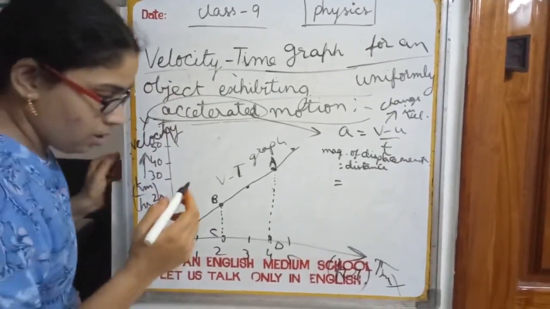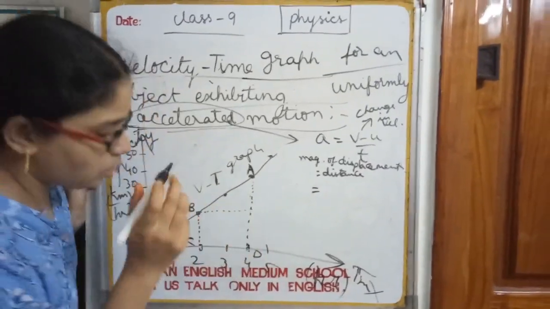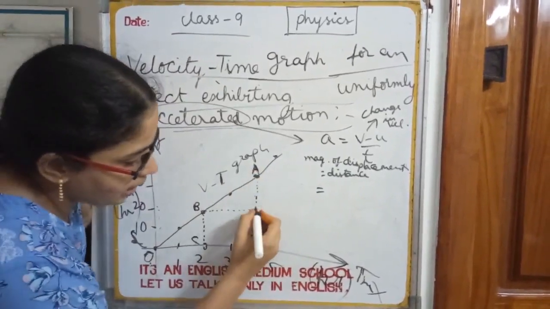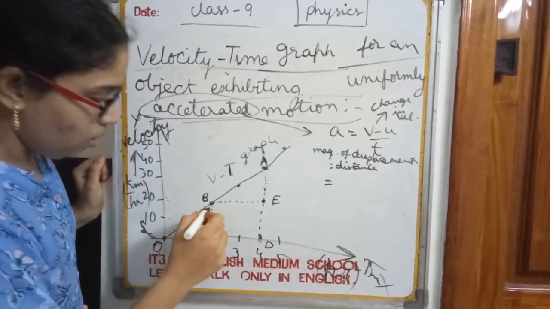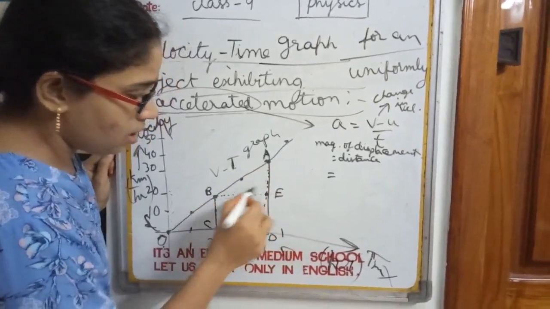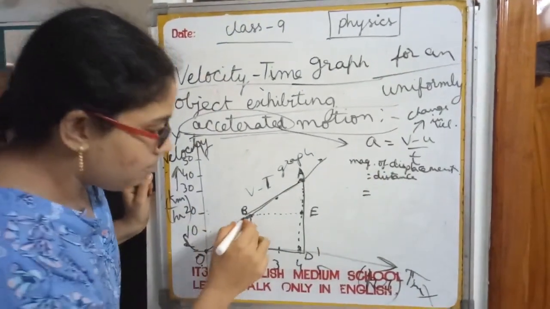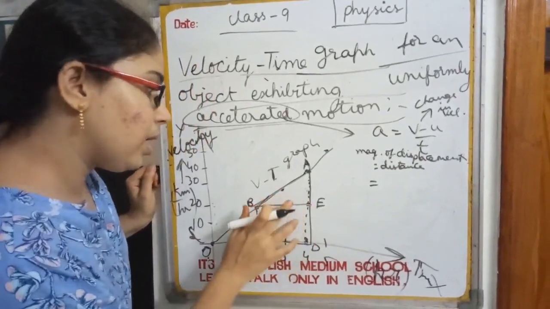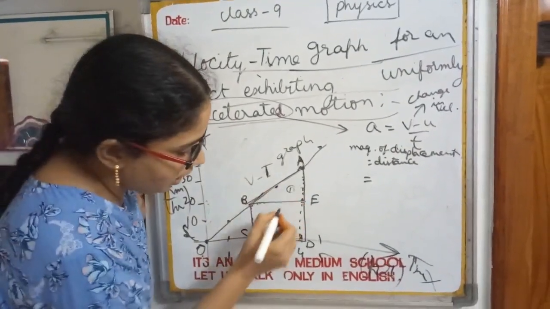And next, draw another line. It should be parallel to the time axis, and it should meet the AD line at the point E. Now by finding out the area of this figure, we can get the magnitude of displacement or distance. But to find it easily, I am dividing it into two figures, this is the first figure and this is the second figure.